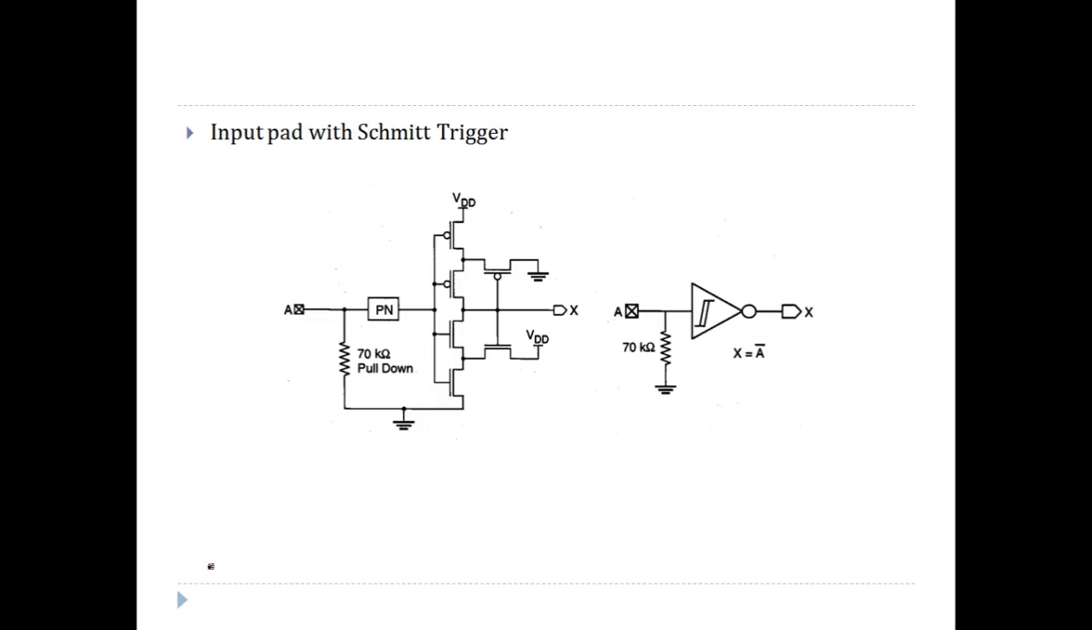So the next type of circuit is the input pad with the Schmitt trigger. Now in this case you can see it is used like an op-amp. If you look at this symbol, it is basically an inverter with the Schmitt trigger. That means it will always be pulled to VDD or to the lowest voltage, right?